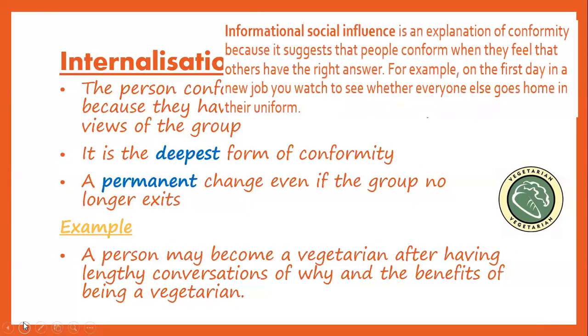If we were explaining this, we would explain it through informational social influence. So we're taking the explanation now to explain internalization, because you have the need to be right. You want to have the right information so that you carry out the right behavior, and therefore informational social influence can explain internalization. So there you have it. Those are our 3 types of conformity.